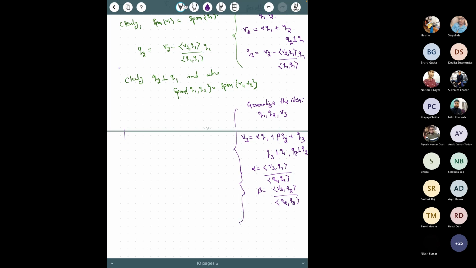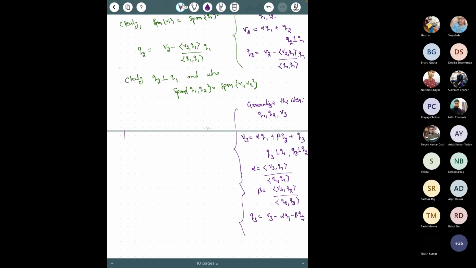So if you know alpha and beta, then clearly you can write q3 as v3 minus alpha q1 minus beta q2, where alpha and beta are defined as this. Clearly, the way you have constructed it, this q3 is orthogonal to both q1 and q2. So q1, q2, q3 form an orthogonal set, because q1 and q2 are already orthogonal, and now you have constructed the third vector which is orthogonal to both q1 and q2.